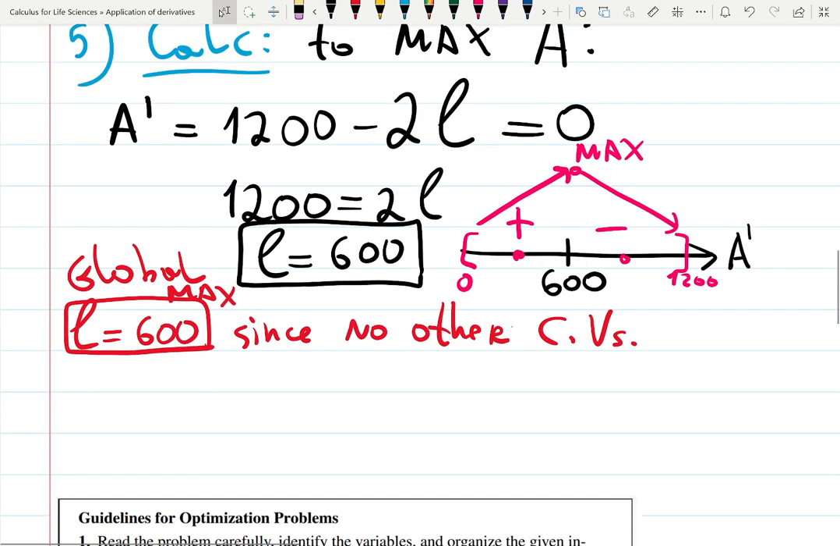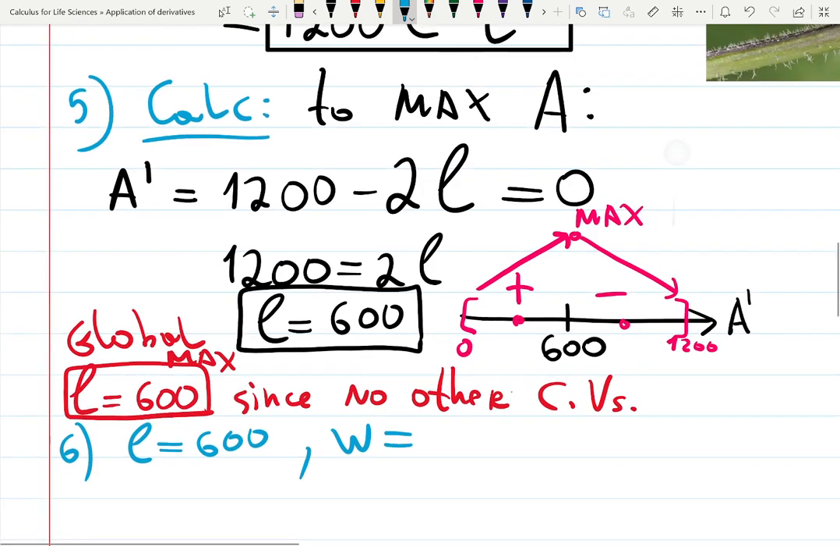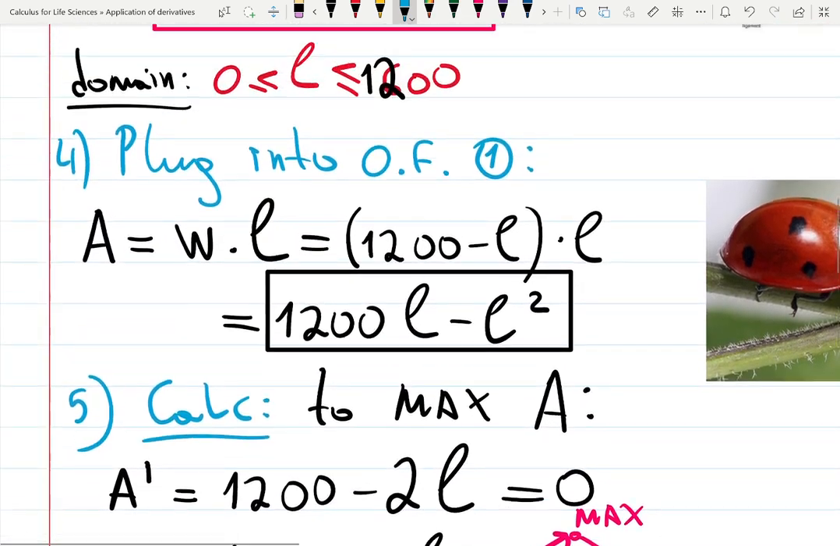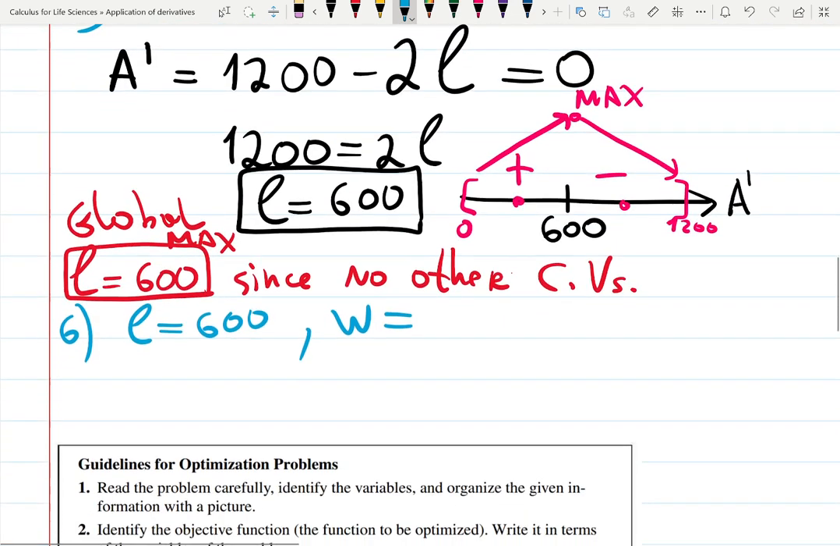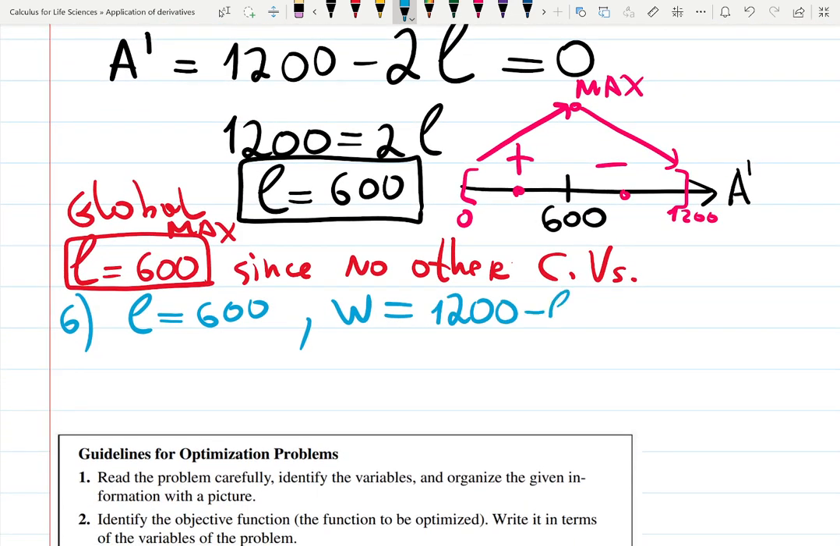So last step, step 6, find whatever we need. If L is 600, W is what? Let's see, where's my box for W? Here it is, 1200 minus L. 1200 minus L, which is also 600. That is a coincidence that they are the same, so it's not always the case.